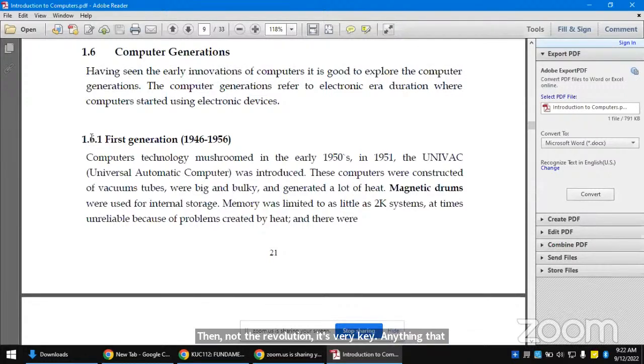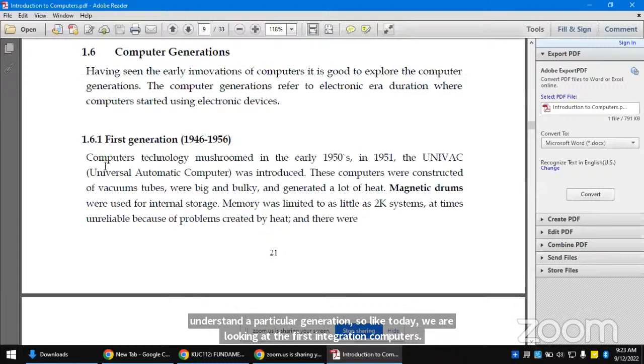Kindly also note the characteristics or the features of that particular generation. Once you look at that, it's also important to look at the merits and the demerits of that particular generation. And finally, you look at the examples of those computers that exist. So for you to be able to explain a full generation, as I repeat again, look at the name of the generation, the year of evolution, the characteristics or the features of that particular generation, then the merits and demerits, and lastly the examples. Once you look at that, then you will be fit to understand a particular generation. So today, we are looking at the first generation computers. This one came into play in 1946 to 1956.